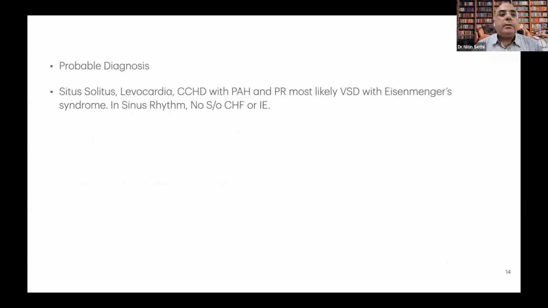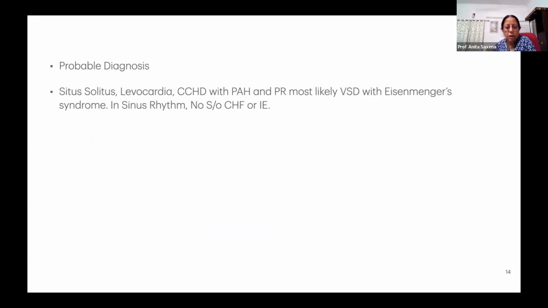So now based on the history and examination, my probable diagnosis is situs solitus, levocardia, cyanotic congenital heart disease with pulmonary arterial hypertension and PR, most likely VSD with Eisenmenger syndrome. Patient is in sinus rhythm. There are no signs of heart failure or infective endocarditis.